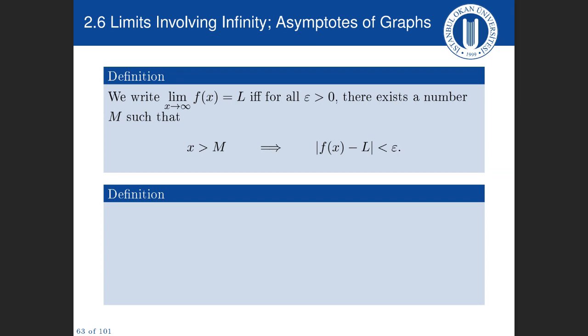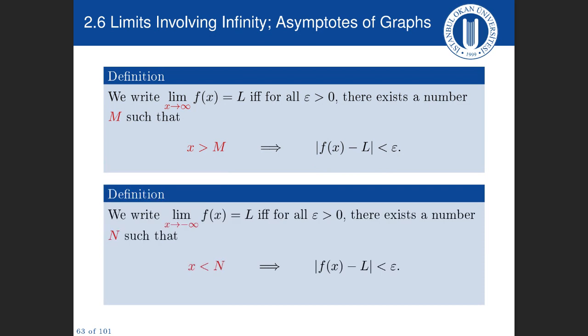This is similar to the ideas from before. Still, we want to have that f of x is close to L. But how do we achieve this? Instead of saying x is close to a number, we want x to be very big. How big? As big as we need it to be. So bigger than some big number, capital M. For a limit as x tends to infinity, instead of using deltas, we use capital M to be some big number.